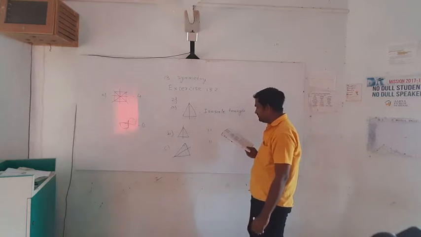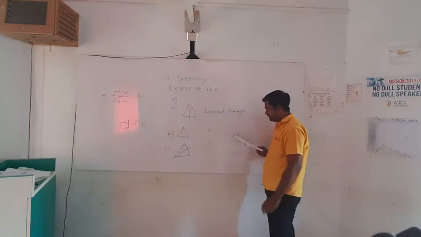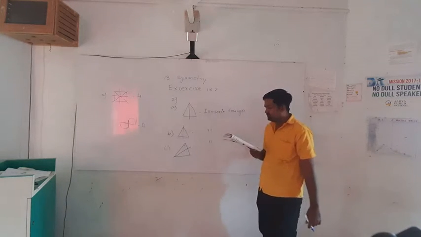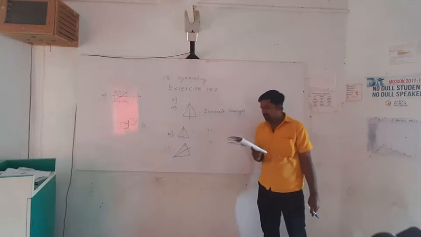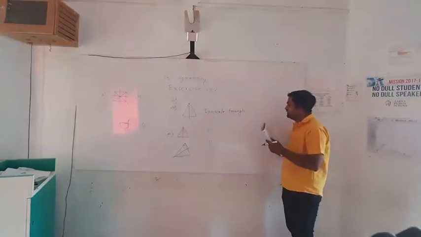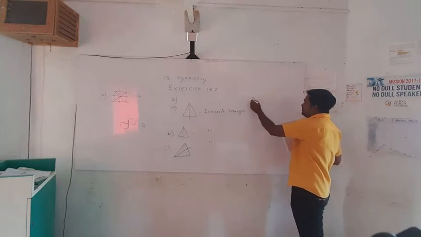And the last one, given the same way. This is also an isosceles triangle. Now see question number three. Complete the following table.